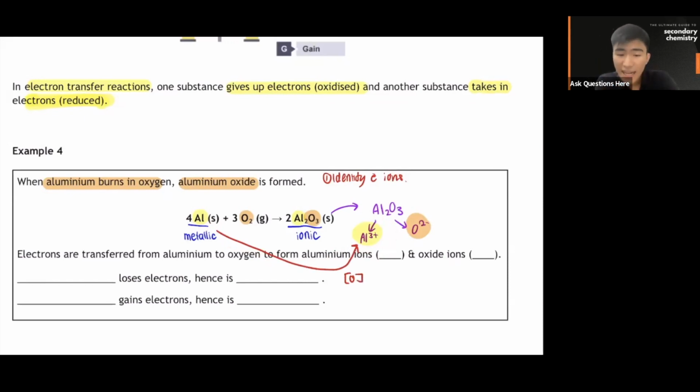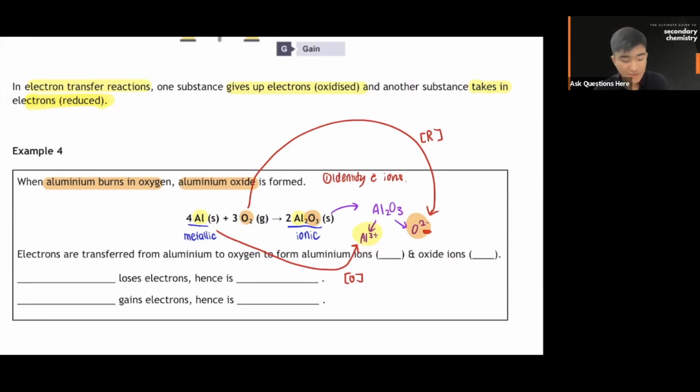Now, on the other hand, when we look at oxygen, oxygen originally has not many electrons, therefore it's neutral, but after the reaction, it's now negatively charged. And this means that it has gained electrons, right? So this over here, I will term it to be a reduction reaction because it has gained electrons. So I say again, because it has gained electrons to become negative, therefore it is a reduction reaction.